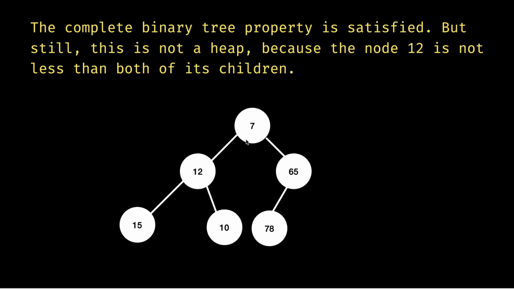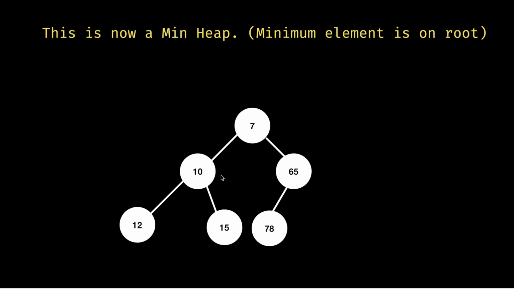Actually, if we consider min heap here, all of the nodes should have values less than its children, right? So 65 is less than 78, 7 is less than 12 as well as 65, but 12 is not less than 10. So this is not a heap. But finally, if we put 10 here and then 15 and 12 here, we can see that this is a min heap, because the minimum element is on the root, and 7 is less than 10, 7 is less than 65, 65 is less than 78, 10 is less than 12, 10 is less than 15.